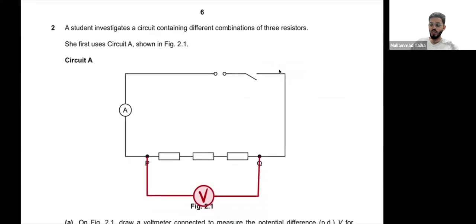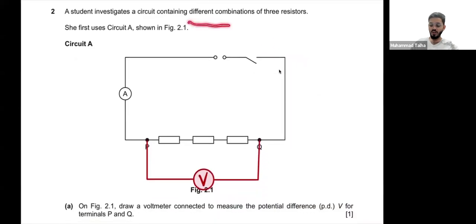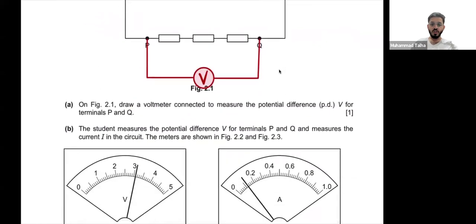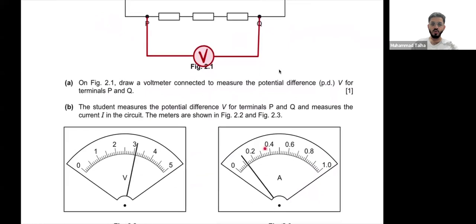Question 2, a student investigates a circuit containing different combinations of 3 resistors. She first uses circuit A as shown in 2.1. On 2.1, draw a voltmeter connected to measure the potential difference between P and Q. So voltmeters are connected in parallel. That's what I've done. The student measures the potential difference for terminals P and Q and measures the current I in the circuit. Meters are shown in 2.2 and 2.3.